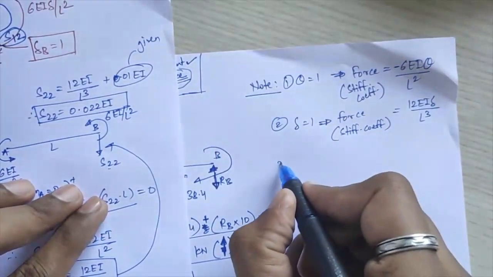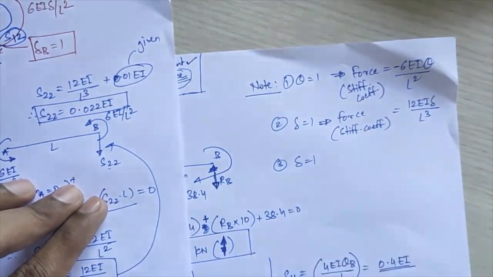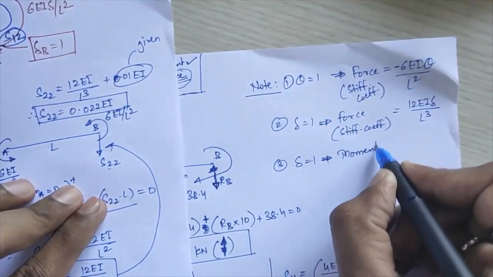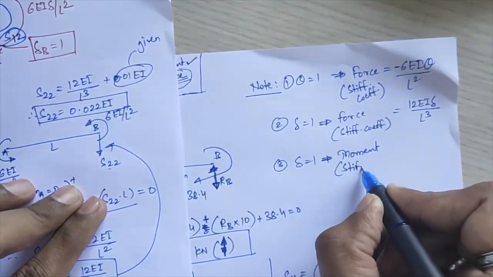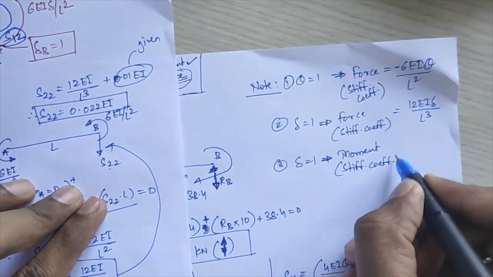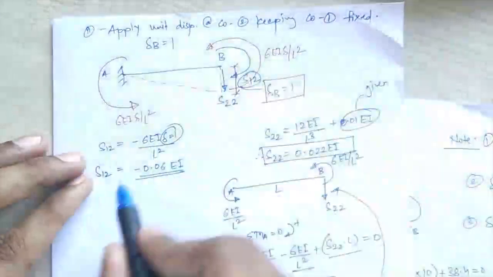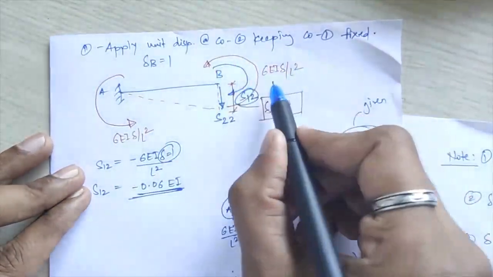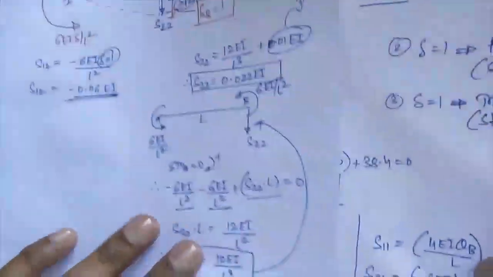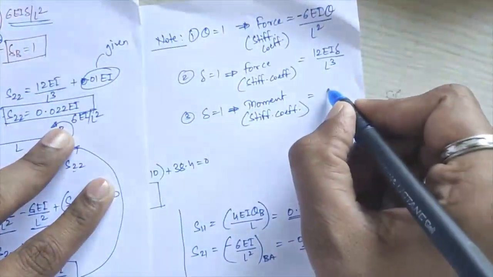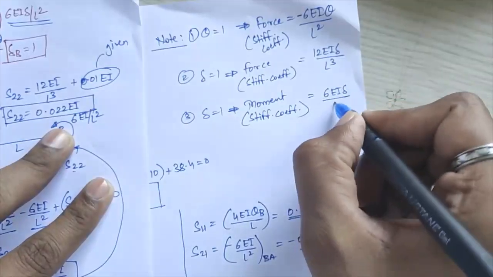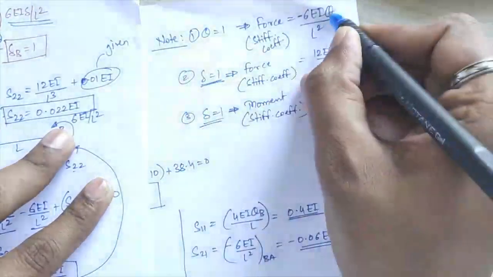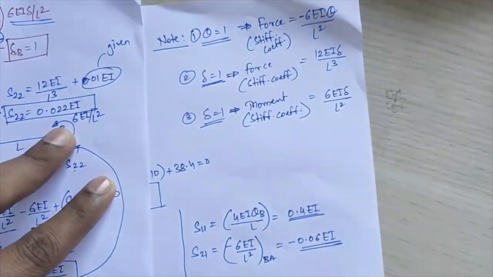Okay, and note number 3, if you are applying delta equal to 1 again, and if you are calculating the moment as your stiffness coefficient, that means this value S of 1 2 we have calculated, that is, if you are applying delta equal to 1, and if you are calculating moment value, that comes equal to 6 EI delta upon L square, whereas here delta will be equal to 1 again. Here also delta will be equal to 1, but here theta will be equal to 1. Right?